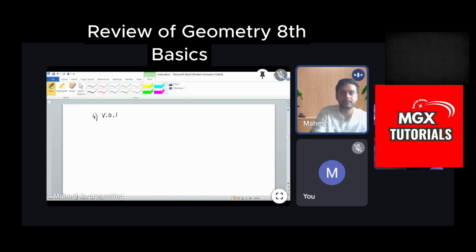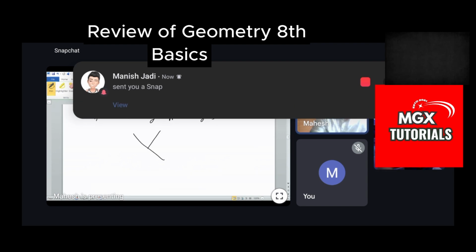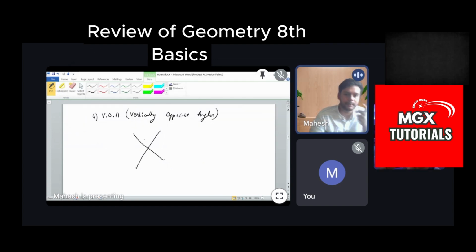Vertically opposite angles. I hope you know about this. Too much easy. See here, if I have two lines intersecting, then this angle will be directly equal to this angle. This is out of parallels. I'm not in the parallels concept. One more theorem I have based upon parallels that I will teach afterwards. Understood about vertically opposite angles?